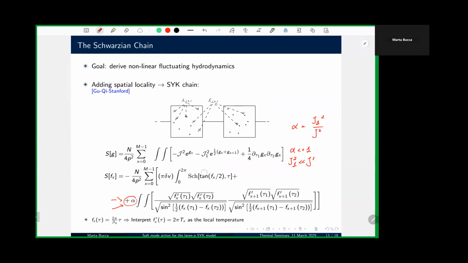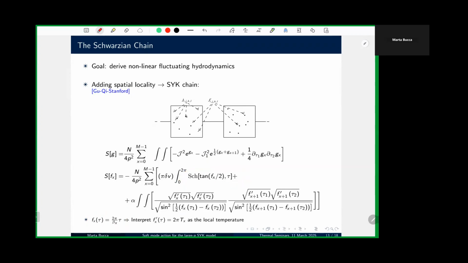And finally, if you write down the equation of motion for the thermal Schwarzian, then the solution for this equation of motion is the following. We have fx of tau equal to 2 pi over beta x times tau. And so if you take the time derivative of this, f prime x of tau, this is simply 2 pi over beta x. And you can then interpret this 1 over beta x, or Tx, as the local temperature.